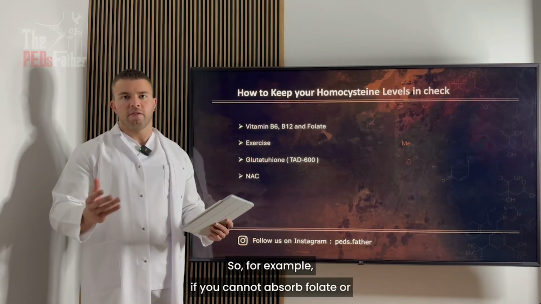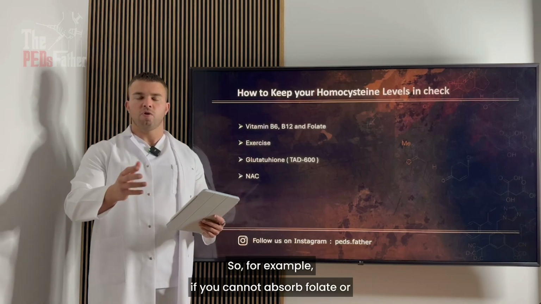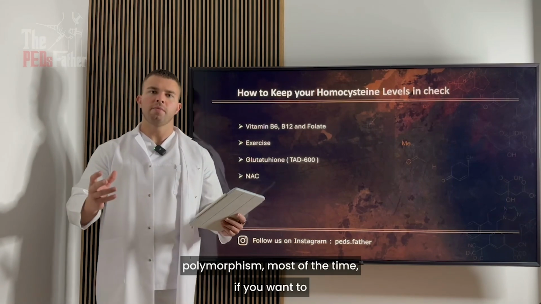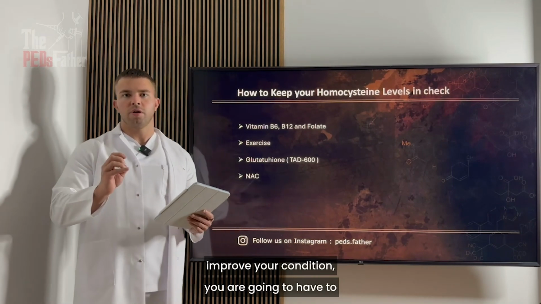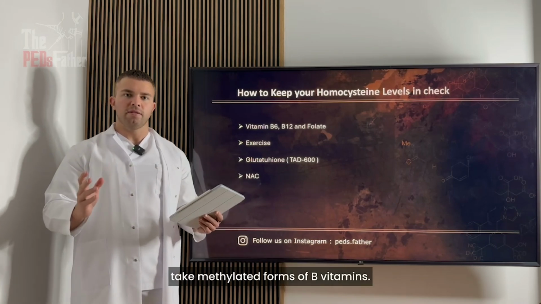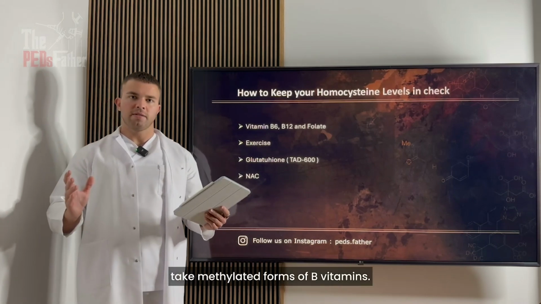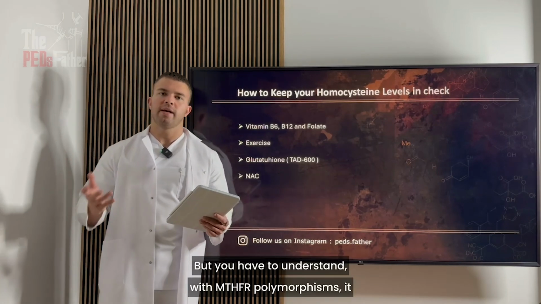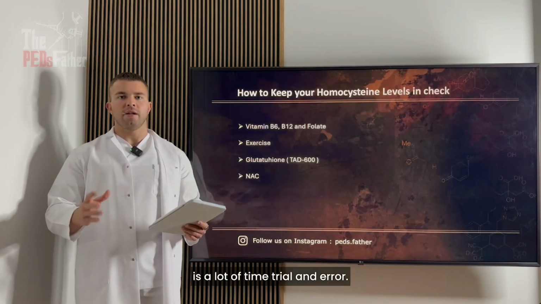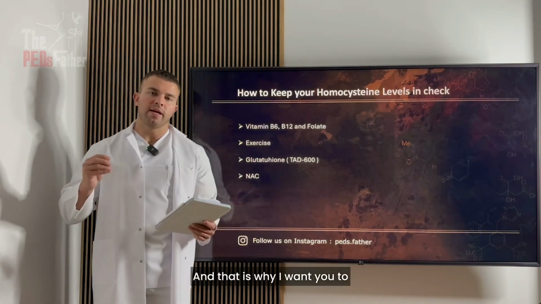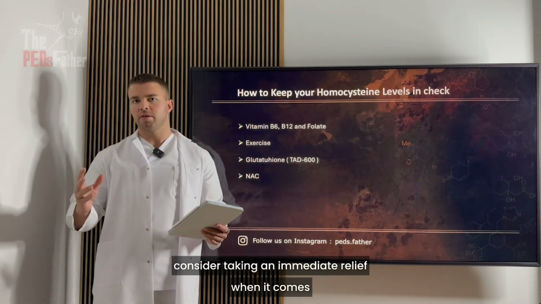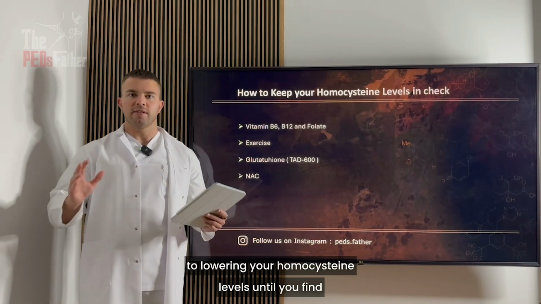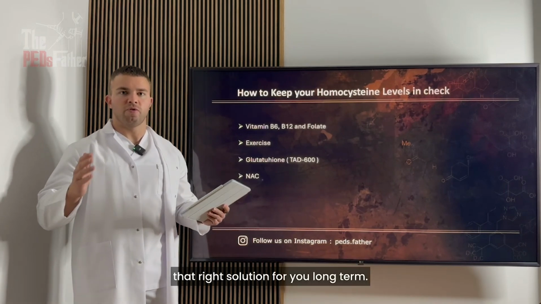So for example, if you cannot absorb folate or folic acid from your food because you have MTHFR polymorphism, most of the time, if you want to improve your condition, you are going to have to take methylated forms of B vitamins. Those are generally the most bioavailable, but you have to understand that with MTHFR polymorphisms, it is a lot of the time trial and error. And that is why I want you to consider taking an immediate relief when it comes to lowering your homocysteine levels until you find the right solution for you long term.